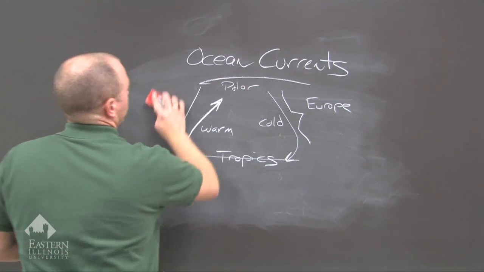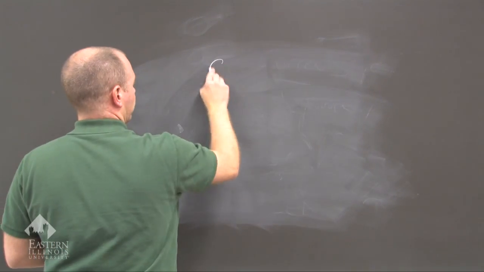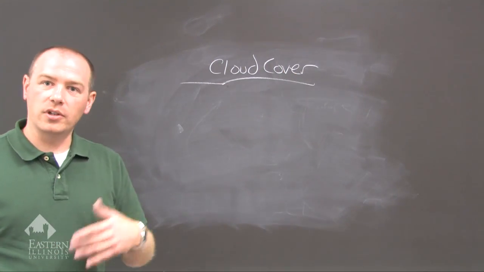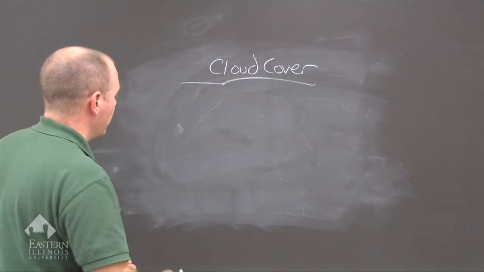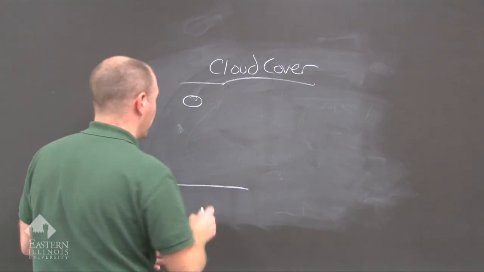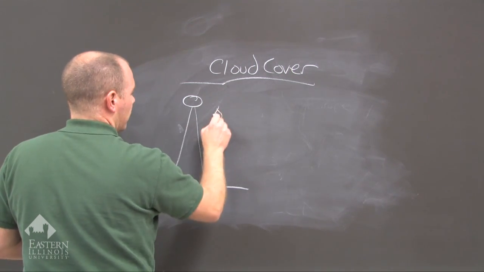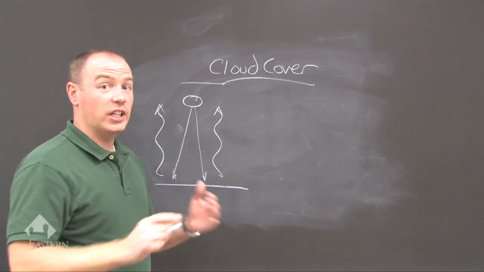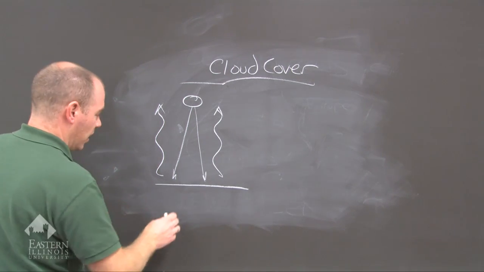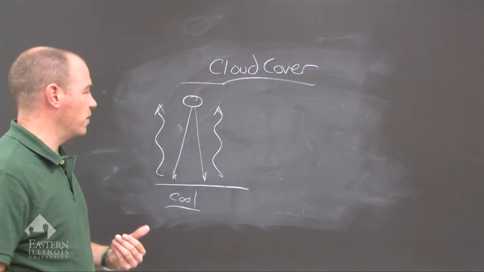The final control on temperature is cloud cover. Cloud cover controls temperature at the surface. So if you have a clear day, contrary to what you might think, you have insolation, you have heat that escapes. Clear day, it has to be extremely clear. The relative temperature without any clouds is going to be cool because the heat is escaping in the atmosphere.